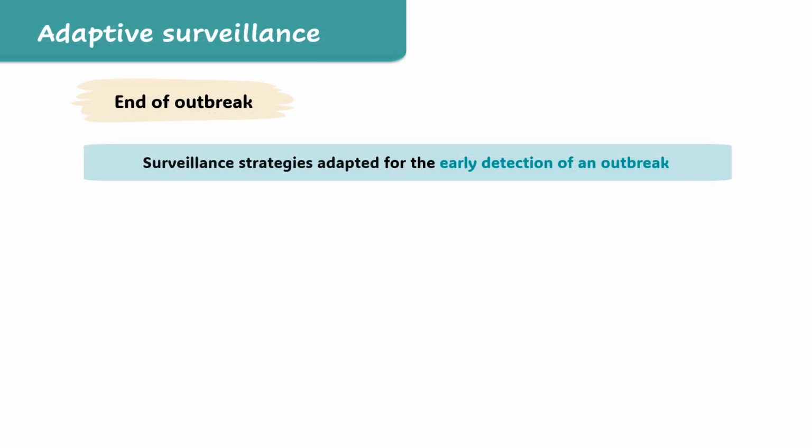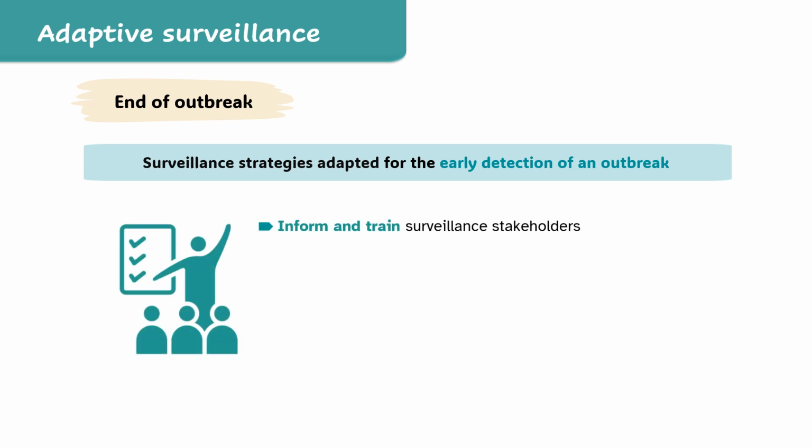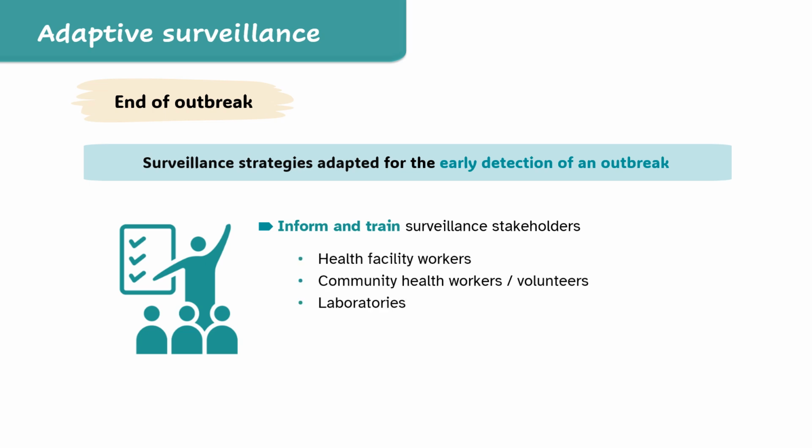If the criteria to consider the end of a cholera outbreak with clustered transmission are met, the surveillance strategies need to be adapted as the surveillance objective becomes to detect any new outbreak early. Health authorities should inform and train surveillance stakeholders on the new surveillance strategies. Surveillance stakeholders to be sensitized include health facility workers, community health workers and volunteers, and laboratories. For a refresher on the applicable surveillance strategies, we encourage you to go back to Module 3.